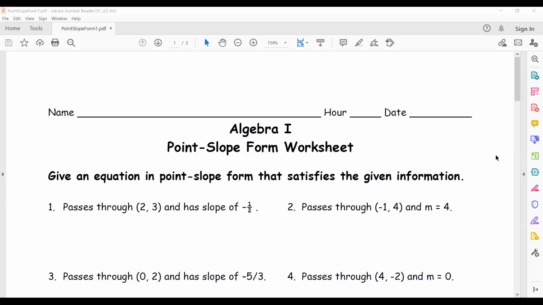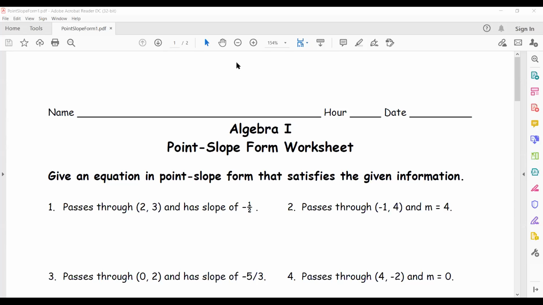To the third style of equation for these linear situations. Okay, we're going to be looking at this particular handout to start with. It says we got a given equation in point slope form that satisfies the given information.